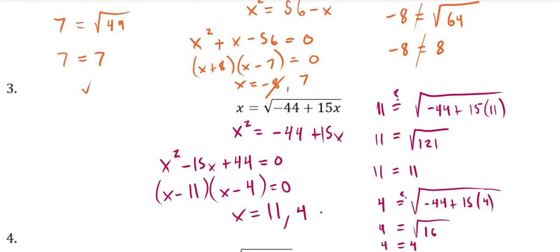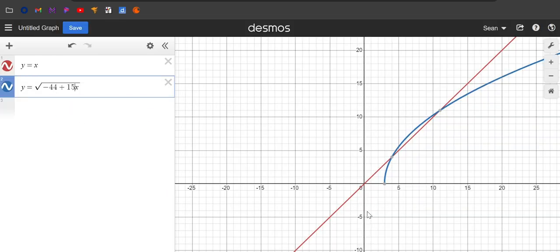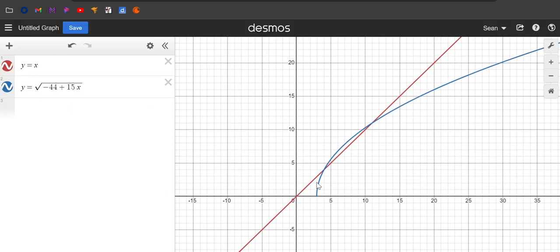What was the difference? If we take a look at the graph of these two equations, we can see that the y equals x line, in fact, intersects the curve square root of minus 44 plus 15x in two places. We have an intersection at 4 and an intersection at 11. So really, these two solutions were both going to be true.